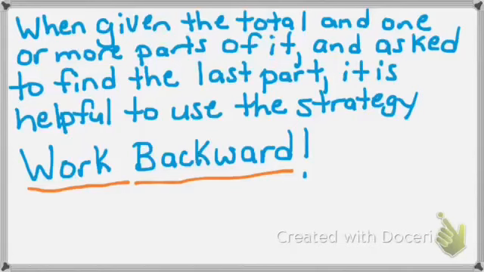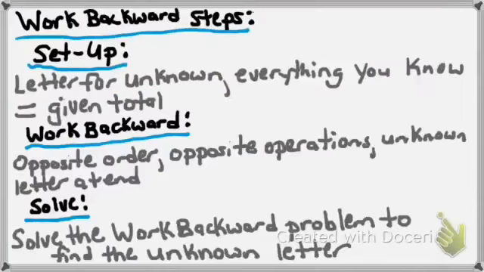So let's review. When given the total and one or more parts of it and asked to find the last part, it's helpful to use the strategy work backward. The steps for work backward are set up. We have the letter of the unknown. Everything else that you do know equals the given total. Then we have work backward. We do the opposite order, the opposite operations, and the unknown letter goes at the end after the equal sign. And finally we have the solve. We solve for the work backward problem to find the unknown letter.